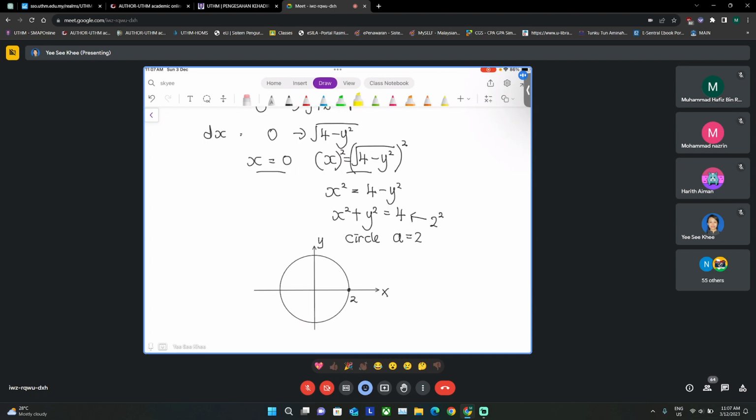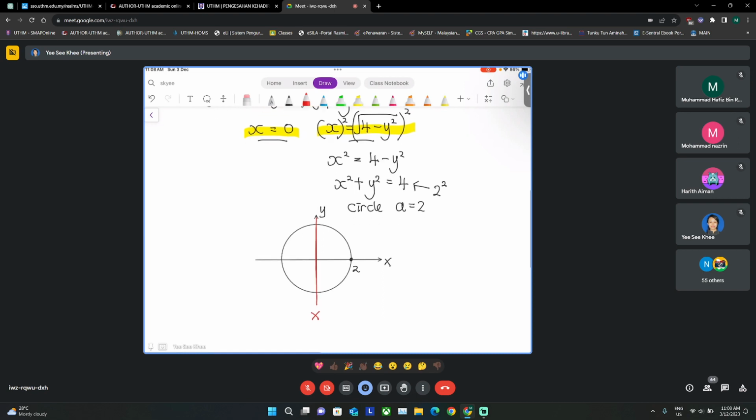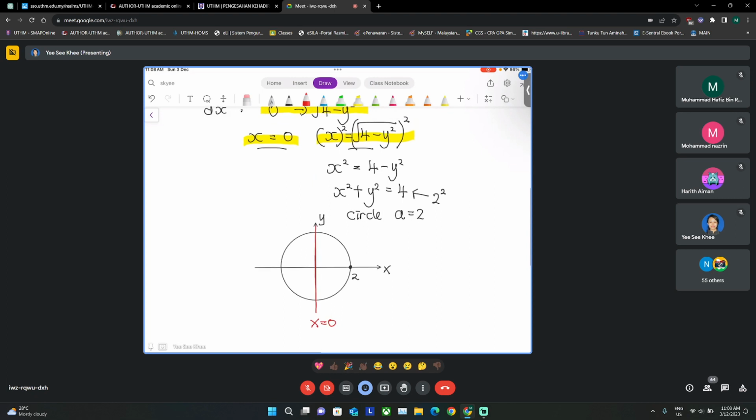Our interval is telling us that the dx is from 0 to... Okay, the x is from 0 until the equation of a circle. So first of all, we draw what x equals to 0 is. Okay, x equals to 0 will be this line. I think you see the red line. This is at the position where x is equal to 0.